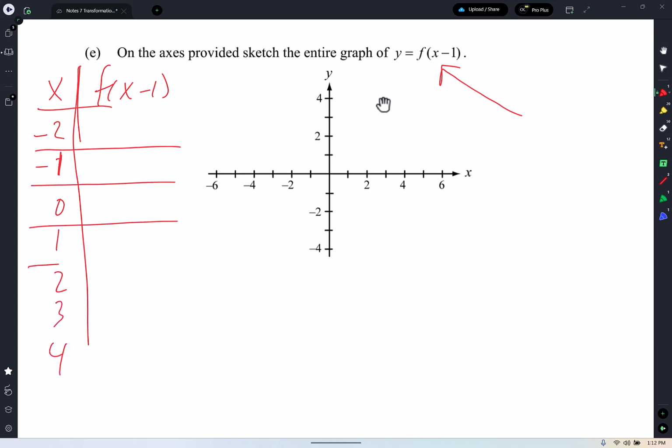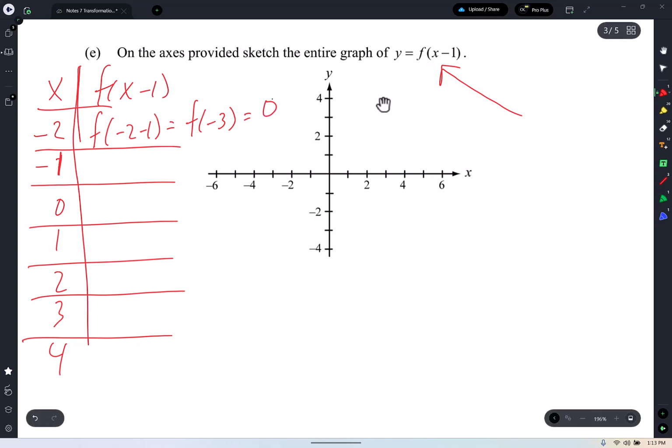Look what happens, guys. I'm going to write f of negative 2 minus 1. Well, that is f of negative 3. F of negative 3 is 0. It's negative 3. Man, what's wrong with me? It's been a long day. It's been a long week. All right. F of negative 1 minus 1. Negative 1 minus 1 is negative 2. And f of negative 2 is negative 2.